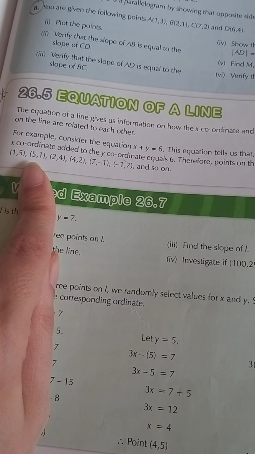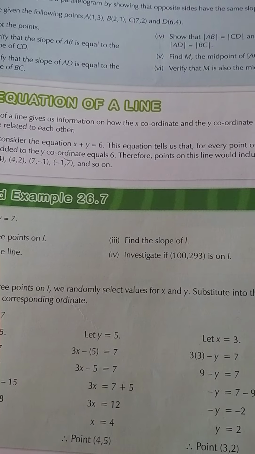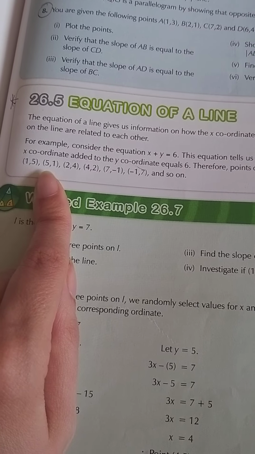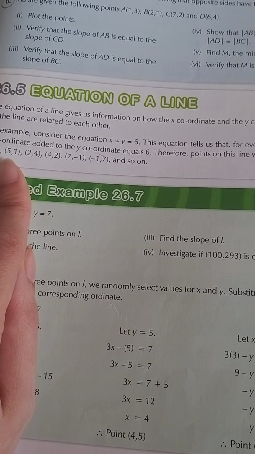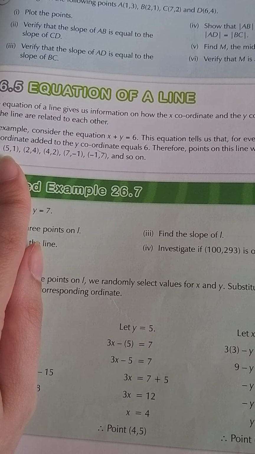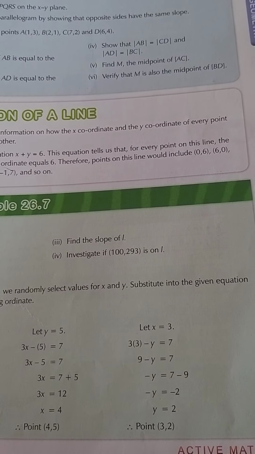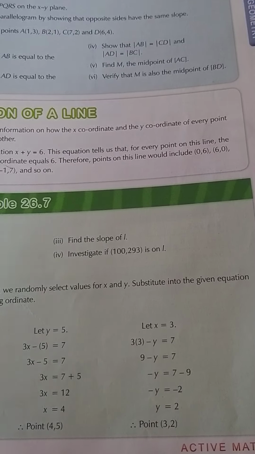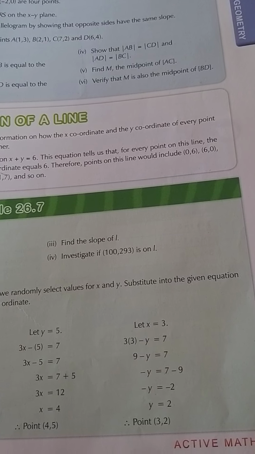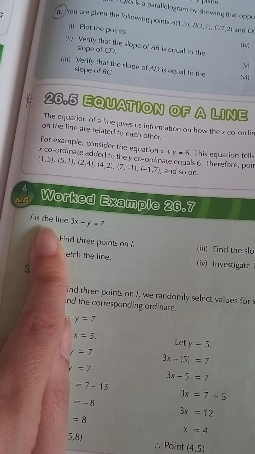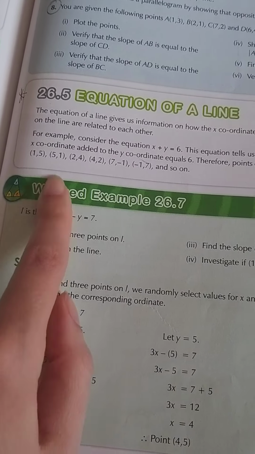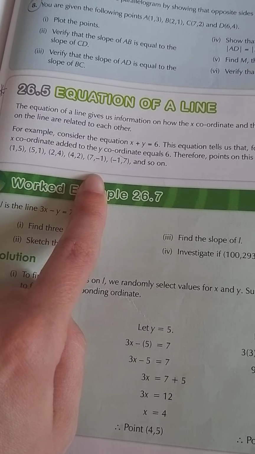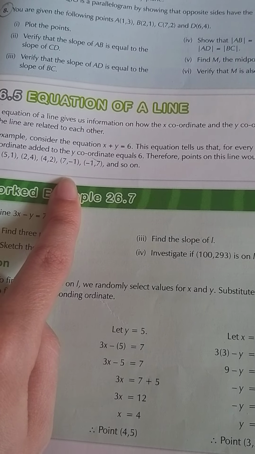For example, consider the equation x plus y equals 6. The equation tells us that for every point on this line, the x-coordinate added to the y-coordinate equals 6. Therefore, points on this line would include (0, 6), because if you add them together you get 6. (6, 0), again you add it together you get 6. (1, 5) would give you 6. (5, 1) will give you 6, (2, 4). So any combination of x and y that would give you 6.